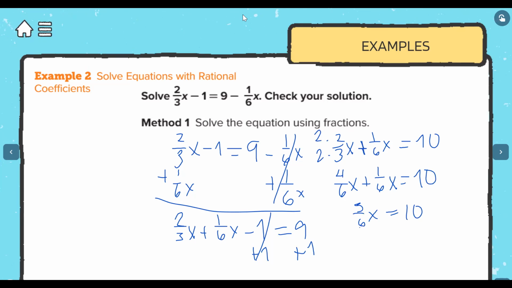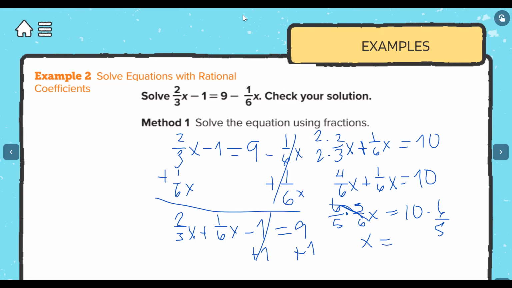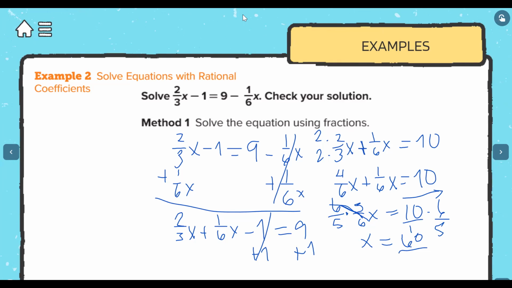Now, right here, we have a multiplication, so I will have to divide by 5/6. But dividing by a fraction is the same as multiplying by its inverse. So I'm going to multiply by its inverse. This one is eliminated, so I only have the x right here. And right here, I put a 1 under the 10 to make it a fraction, and then I multiply them directly. 10 times 6 is 60, and 1 times 5 is 5. So when I divide 60 by 5, I get 12. So my answer is 12.